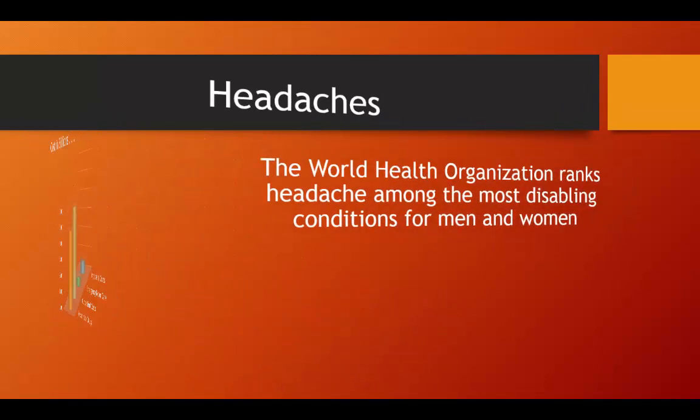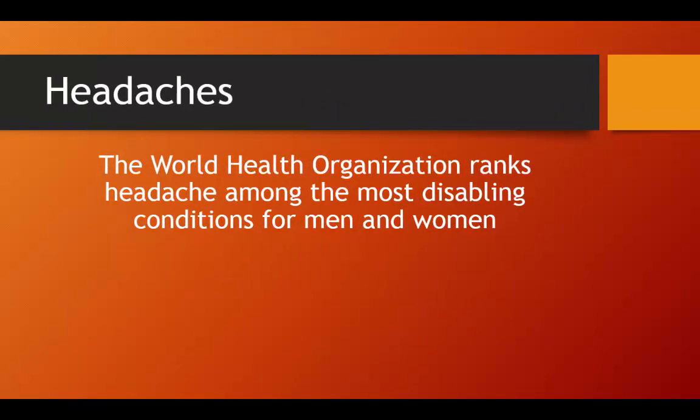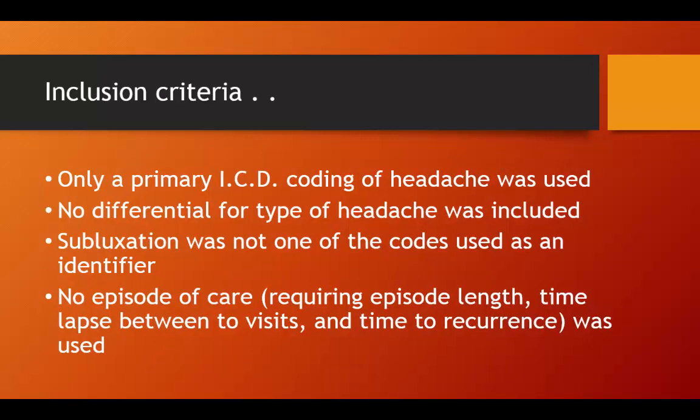Now to the specifics. Let's begin with headaches. A reminder that the World Health Organization ranks headache among the most disabling conditions for men and women. Clearly, migraine, being the most common severe type, costs an estimated billions for just the U.S. Yet this study does not focus on headache type tied to cost of care. Only a primary ICD coding of headache was used. No differential for type of headache was included. If the patient was diagnosed with any type of headache, they were included.